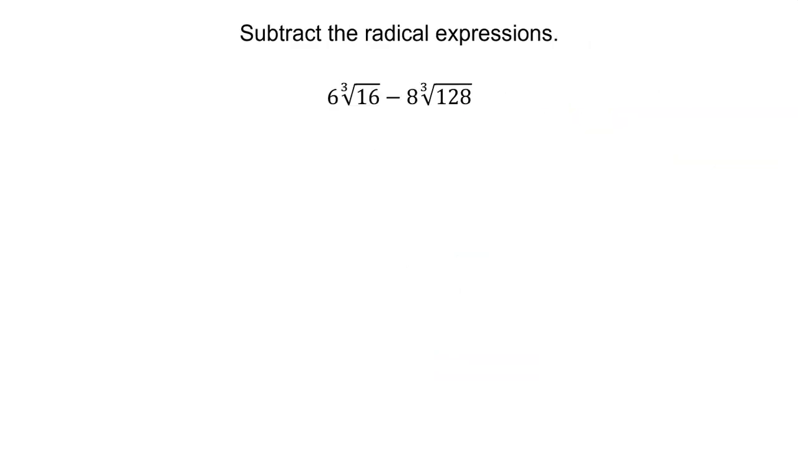What about this example? Here we have 6 cube roots of 16 minus 8 cube roots of 128. The first term is cube root of 16, and the second term is cube root of 128. These don't appear to be like radical expressions, but let's make sure that both of them are fully simplified. Is the first term fully simplified? We have to ask ourselves the question, are there any perfect cubes that will evenly divide 16? Yes. 8 is the biggest perfect cube that will evenly divide 16. So we can rewrite our first term as 6 times the cube root of 8 times 2.